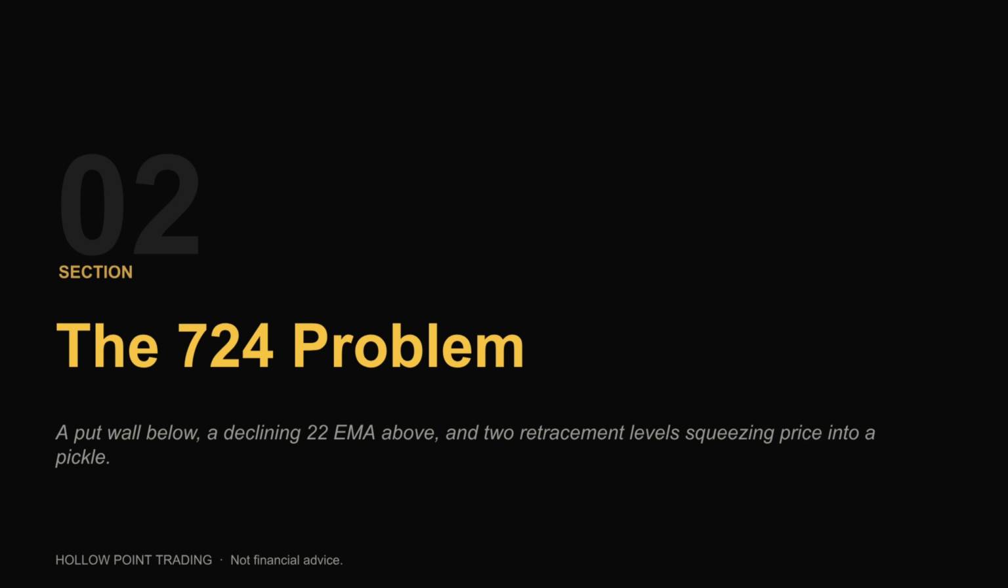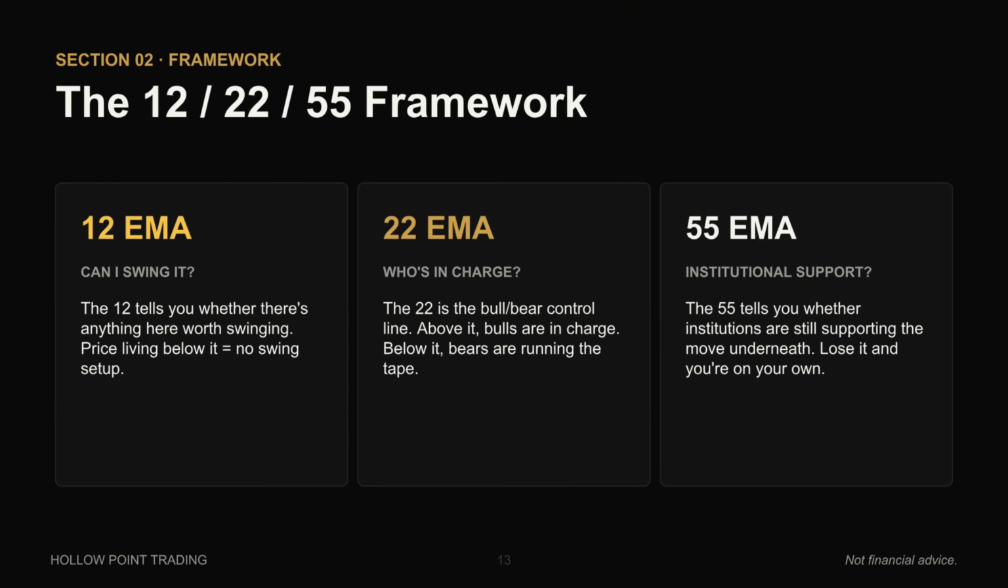Next, we examine the "724 problem." This situation involves a put wall below, a declining 22 EMA above, and key retracement levels squeezing price action. Our framework relies on 3 moving averages: the 12 EMA for swing setups, the 22 EMA for market control, and the 55 EMA to monitor institutional support.